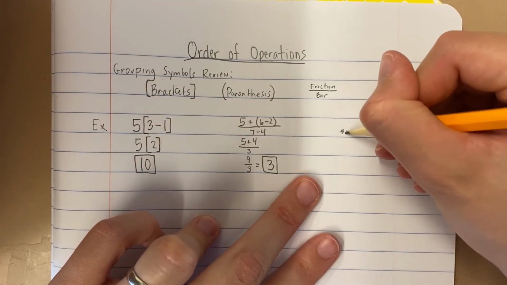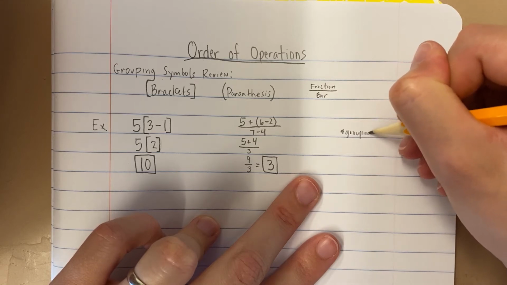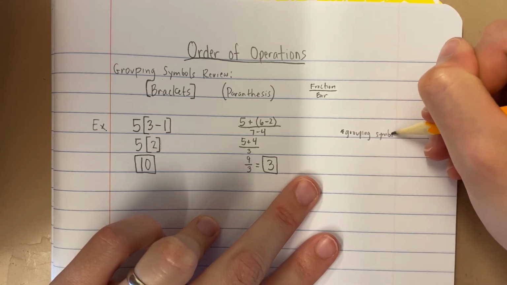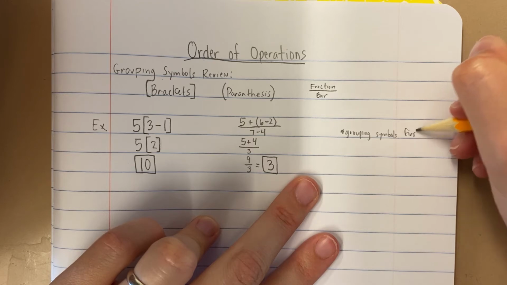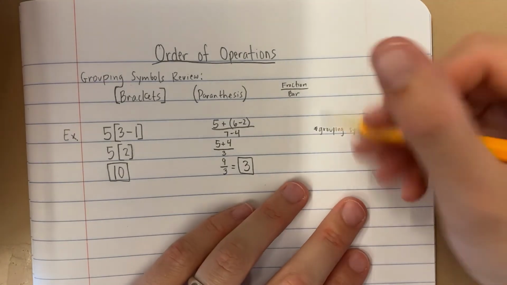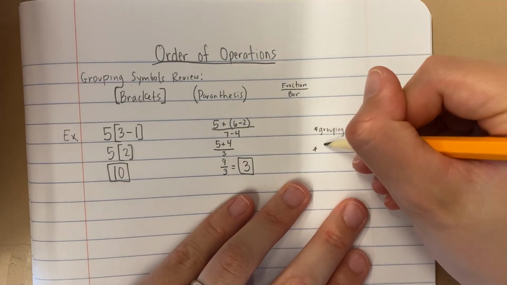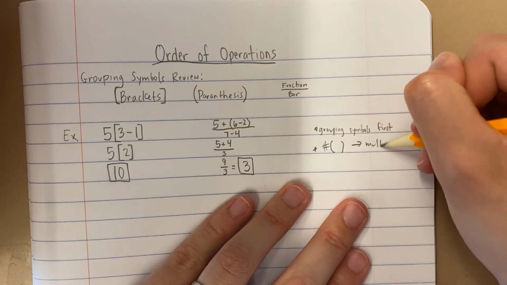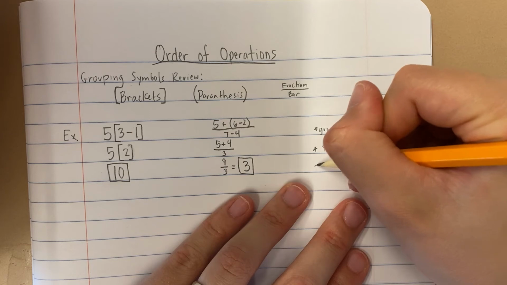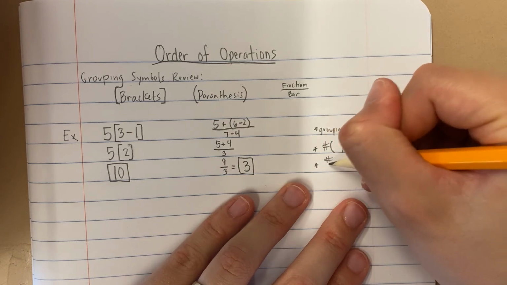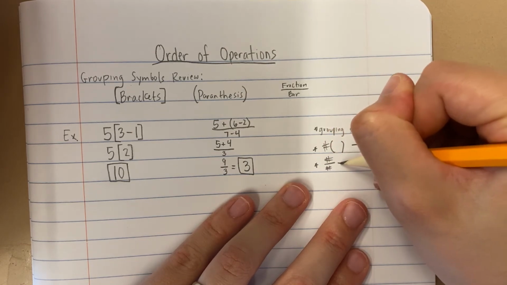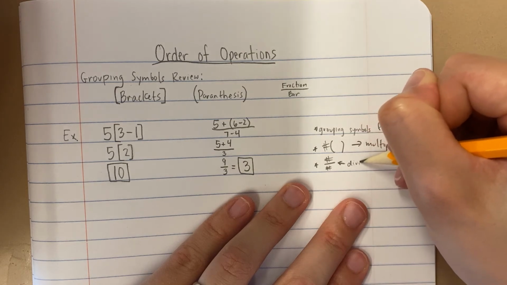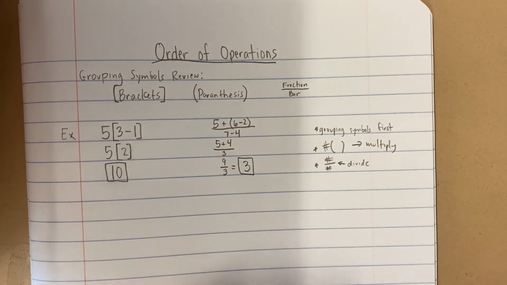Okay, so just a quick review. What do I know? I know grouping symbols first. Whatever's inside the grouping symbols, that's what I do first. I know that when there's a number next to a grouping symbol like this, that means multiply. And I also know that when there's a number over a number, this fraction bar means divide. Okay, so those are the things that we learned last week.